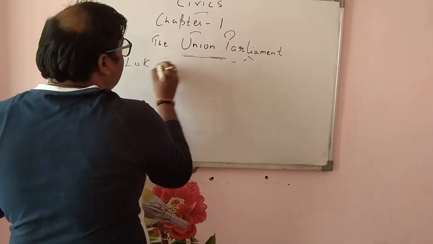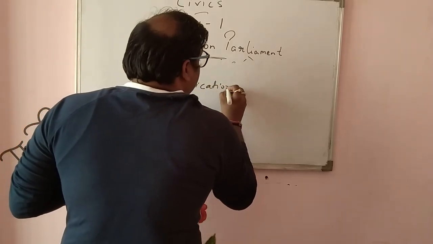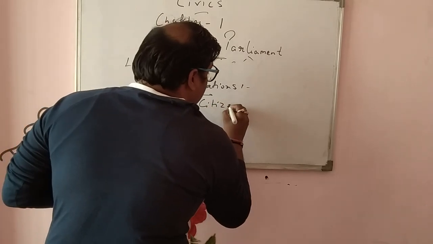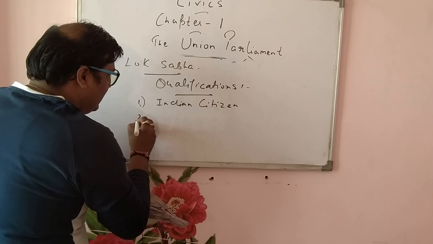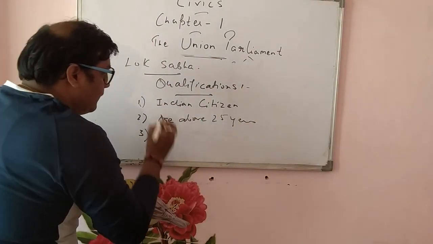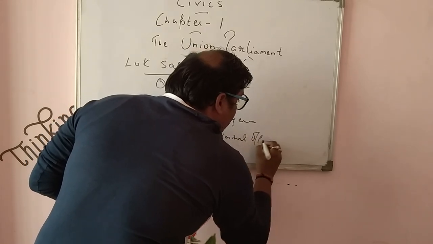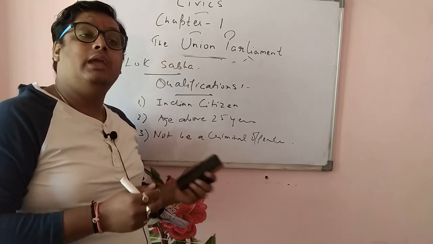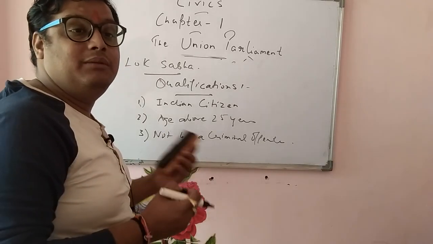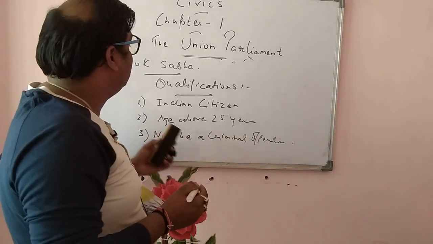So what are the qualifications for being a member of Lok Sabha? Qualifications basically mean the things that a person should have. First, Indian citizen: they should be an Indian citizen to contest a Lok Sabha election. Second, age above 25 years. Third, they should not be a criminal offender. They should not be insolvent. They should not be holding any office of profit, and they should not have membership of Rajya Sabha or any other government department. These are the basic qualifications that a person should have to be a member of Lok Sabha.